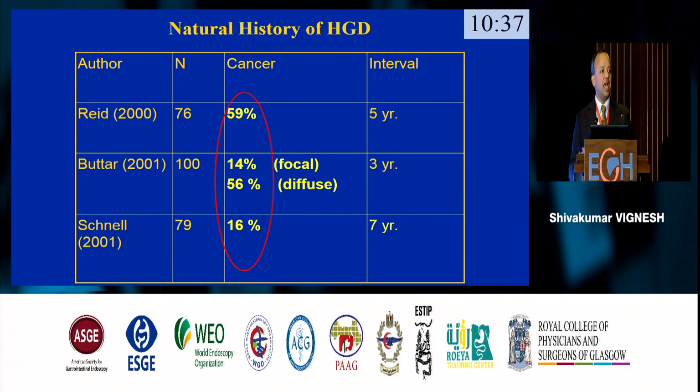What if your patient has high-grade dysplasia and you want to counsel them about the risk of cancer and then discuss endoscopic or surgical management? There are 3 large studies. The study by Reed followed 76 patients for 5 years, and there's a 59% risk of cancer. And if you look at this study by Schnell, 79 patients for 7 years and 16% risk, so wide variation. And this study by Butar from the Mayo Clinic stratified the high-grade dysplasia into focal and diffuse, and you can see a very dramatic difference in the risk of cancer. This information is very useful when you discuss endoscopic versus surgical options with your patient.